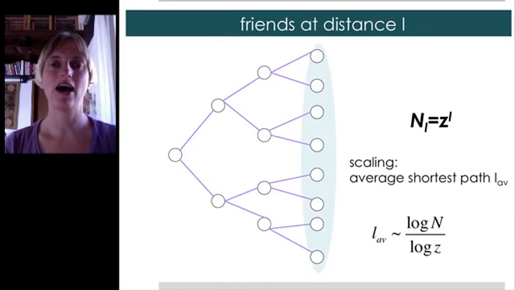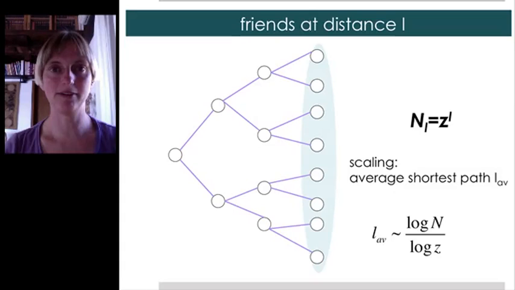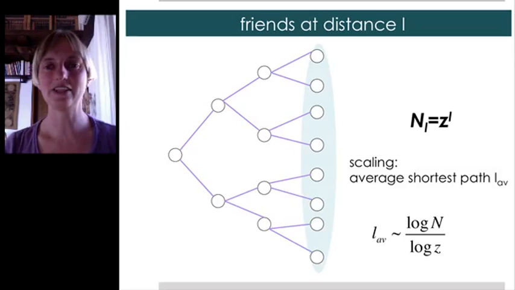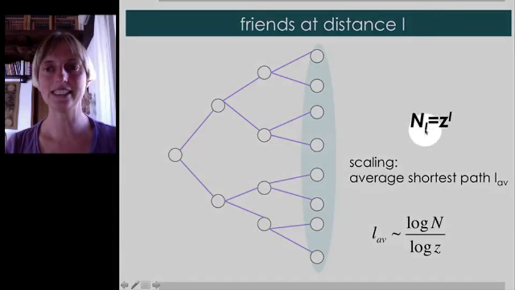And here I've made each branching point 2, but in general, some friends are going to have one other friend and other friends are going to have 3 other friends. And so the basic idea is that at distance L, you're going to have a number of Lth degree friends that's proportional to z to the L.